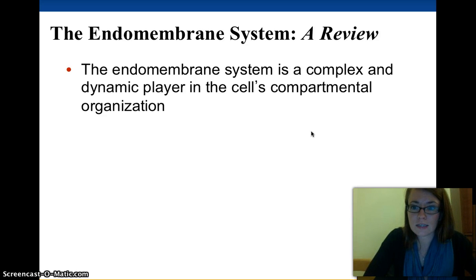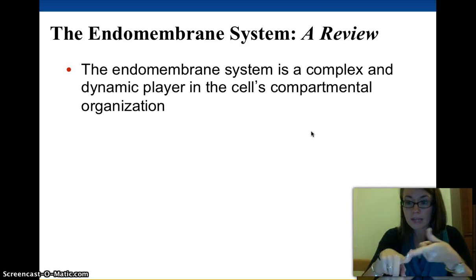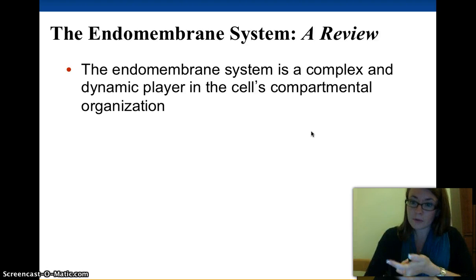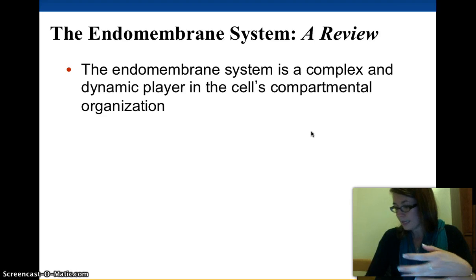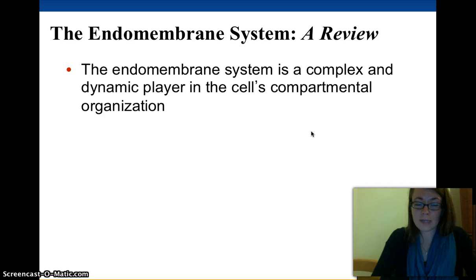And so basically, to end the endomembrane system, we have the nuclear membrane, the plasma membrane, so the cell membrane, endoplasmic reticulum, both rough and smooth, the Golgi apparatus, lysosomes, and central vacuole. And it is a complex and dynamic player in the cell's compartmental organization. That's what you need to know.